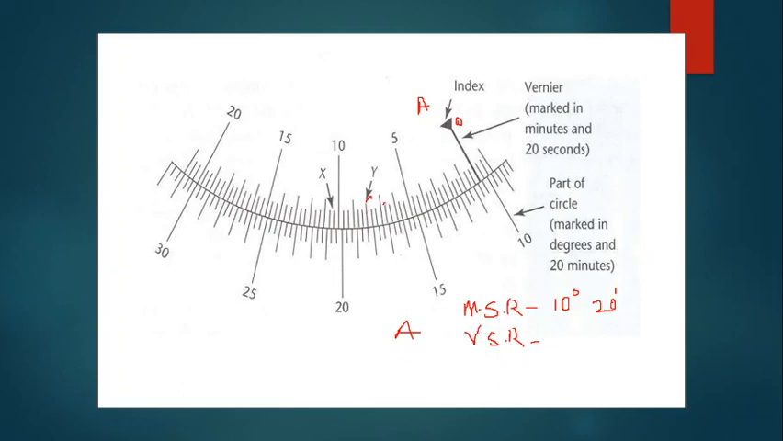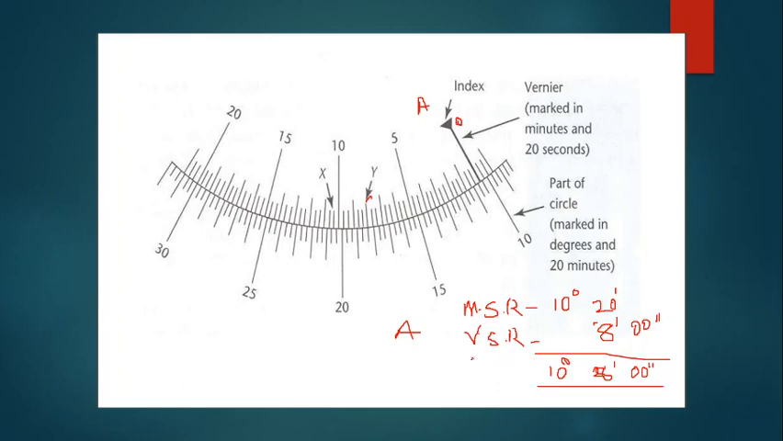If it is a perfect coincidence, then what would be the reading? 5 minutes, 6 minutes, 7 minutes, and 8 minutes. This is exactly 8 minutes. So I can write 8 minutes and 00 seconds on the vernier scale for this particular reading. The total reading will be 10 degrees, 20 plus 8, 28 minutes and 00 seconds. This is the final reading I have to record in the tabular form.